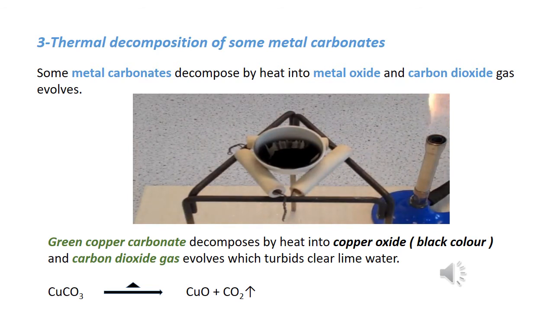Third, thermal decomposition of some metal carbonates. Some metal carbonates decompose by heat into metal oxide and carbon dioxide gas. Here, we decompose a metal carbonate, copper carbonate, which has a green color. As you see, when we decompose copper carbonate by heat energy, it decomposes into copper oxide, which has a black color, and carbon dioxide gas evolves.